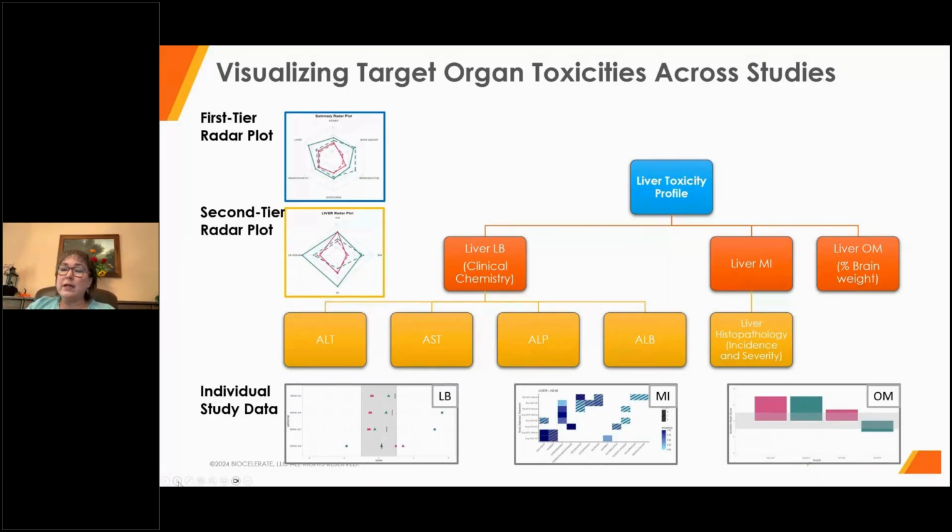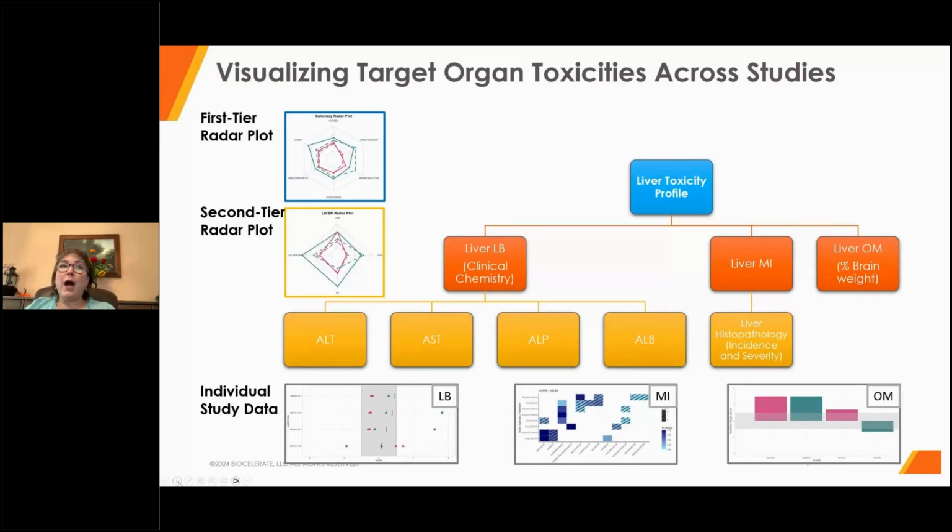Well, from SEND, it's the scoring from clinical chemistry, or the LB domain. It's the score from the histopathology findings, or the MI domain. And it's the score from the organ weights, or the OM domain. So beyond that, let's say you want to know a little bit more. So for clinical chemistry, what's really being calculated for that? Well, that's being calculated using values for ALT, AST, ALP, and albumin. And maybe I, the user, want to see exactly what those values are. So that allows for individual study data to be visualized as well.